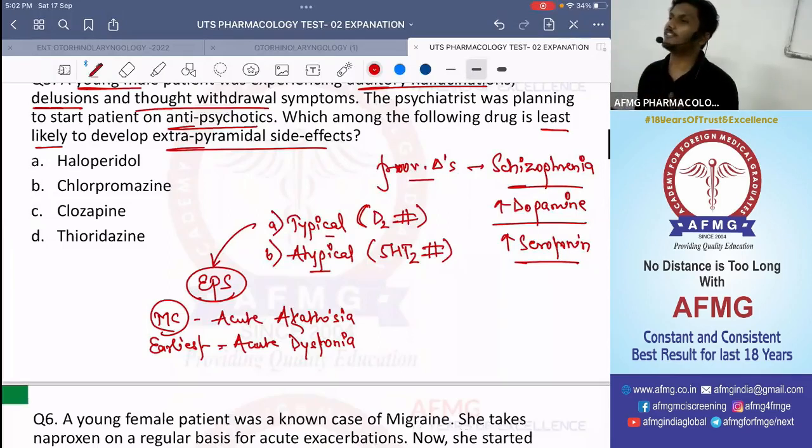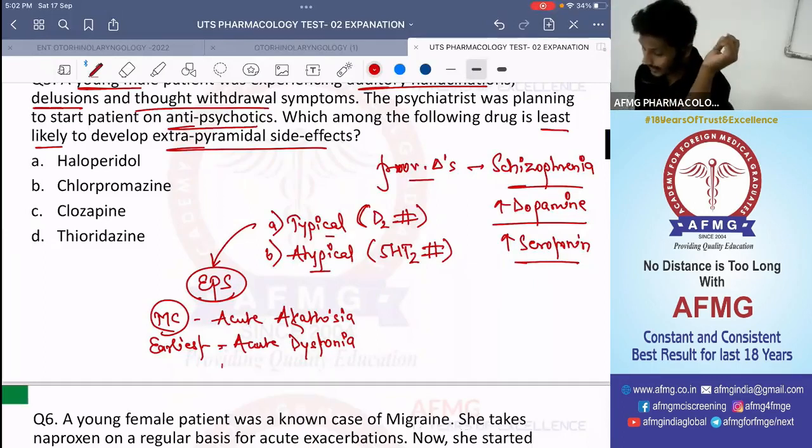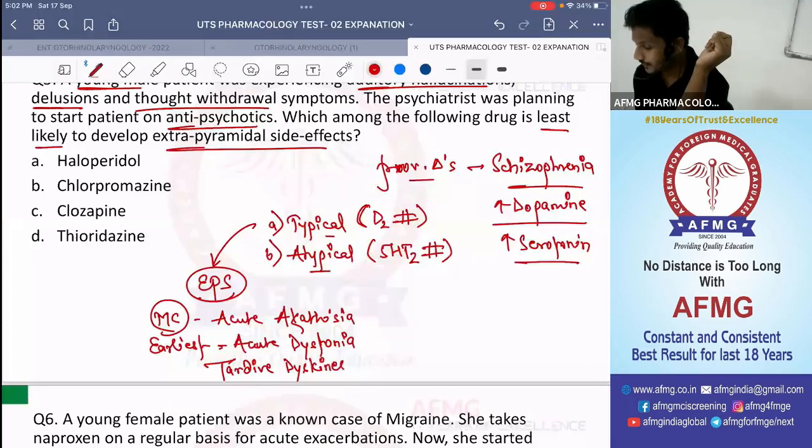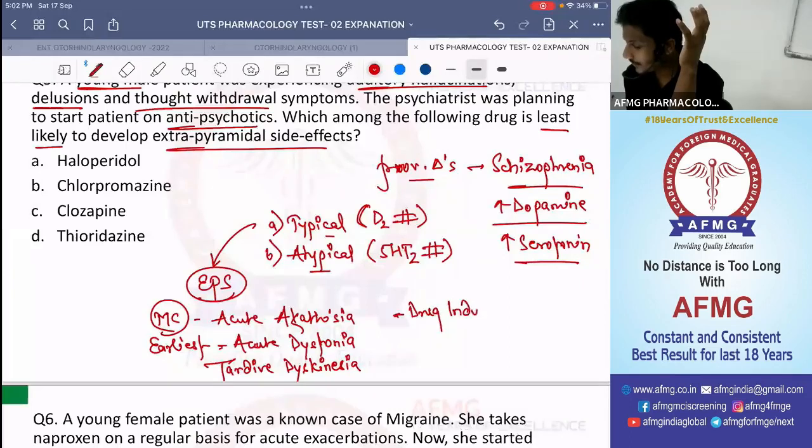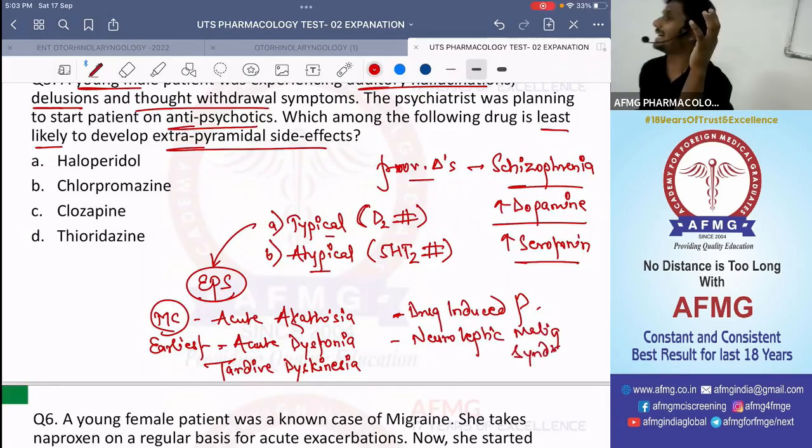A long-term side effect of these antipsychotics, mainly due to withdrawal of these antipsychotics rather, is called tardive dyskinesia. Tardive means long-term. Whereas if the dopamine levels fall really very low, the patient starts developing bradykinesia, tremors, and Parkinsonism-like features. That is what is known as drug-induced Parkinsonism. And the last important side effect that they develop is neuroleptic malignant syndrome. So these are the important side effects of typical antipsychotic drugs.